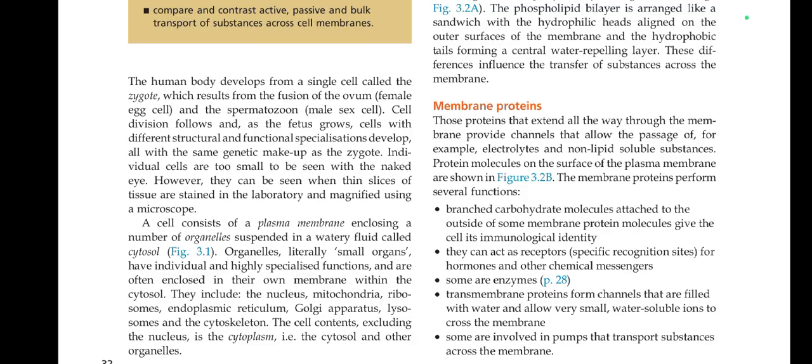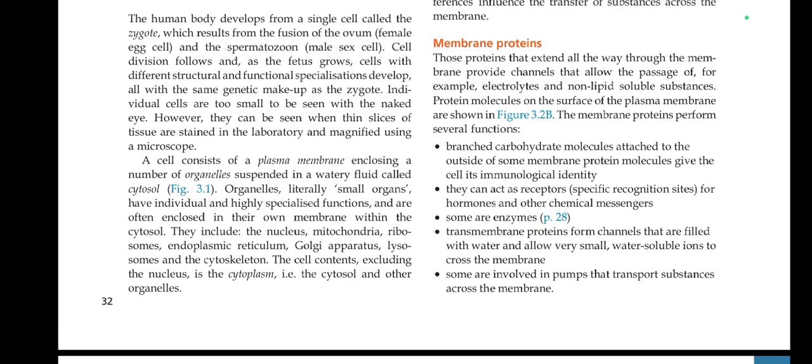However, they can be seen when a thin slice of tissue is stained in the laboratory and magnified using a microscope. Basically, a cell consists of a plasma membrane enclosing a number of organelles suspended in a watery fluid called the cytosol. Organelles, literally small organs, have individual and highly specialized functions and are often enclosed in their own membrane within the cytosol. They include the nucleus, mitochondria, ribosomes, endoplasmic reticulum, Golgi apparatus, lysosomes, and the cytoskeleton. The cell contains, excluding the nucleus, the cytoplasm, that is the cytosol and other organelles.